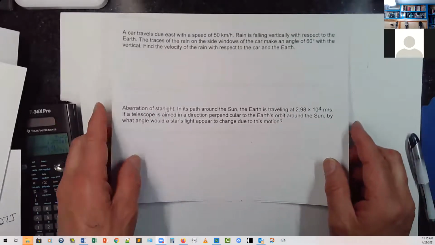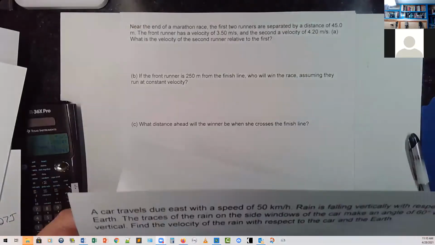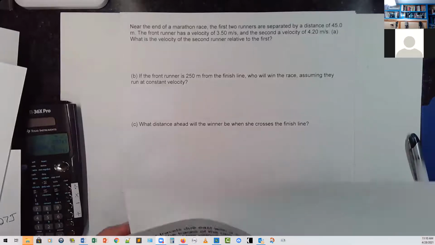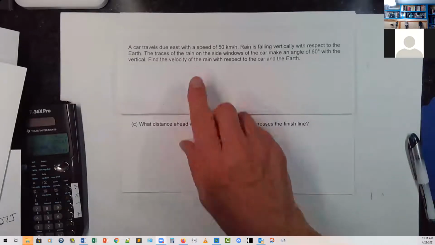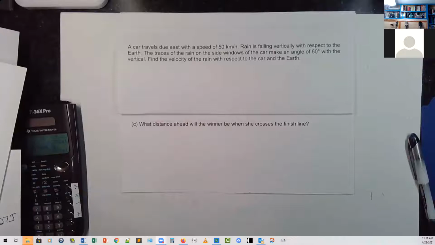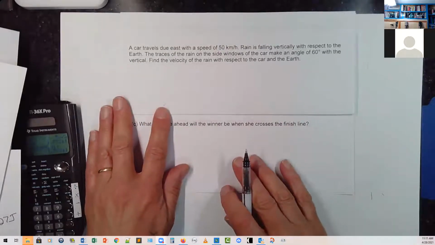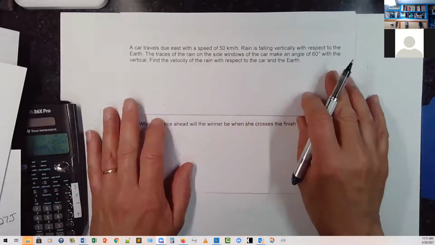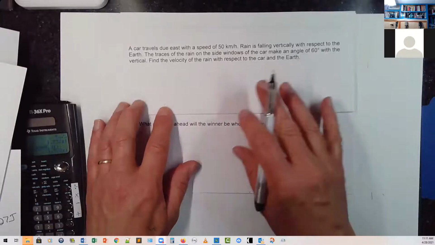I didn't leave enough room on any of these to do them, but I think we can do it. A car travels due east with a speed of 50 kilometers per hour. Rain is falling vertically with respect to the earth. The traces of the rain on the side windows of the car make an angle of 60 degrees with the vertical. Find the velocity of the rain with respect to the car and the earth. Now, this is one of those things that is easier to find by making a good picture first instead of just an equation.